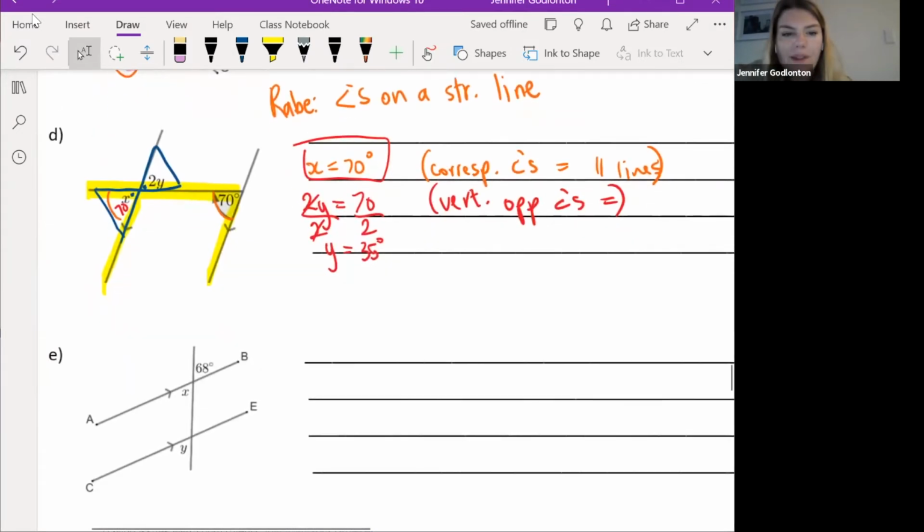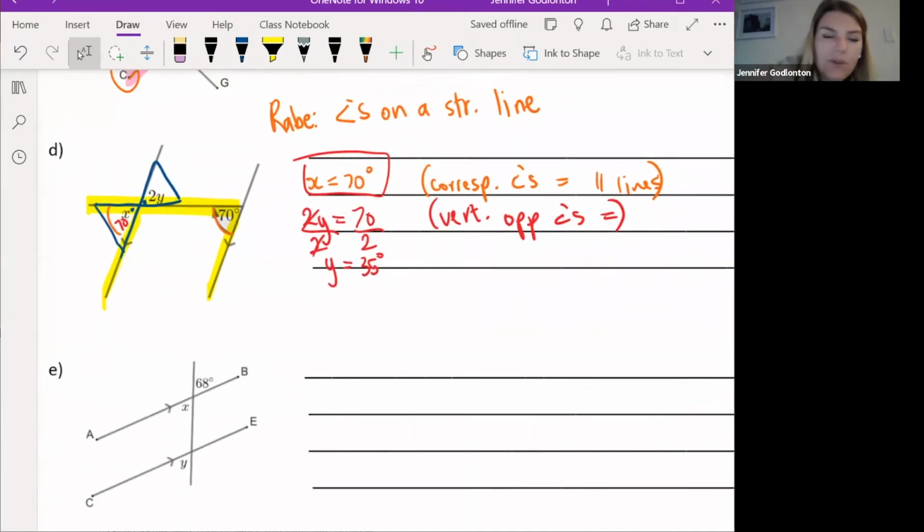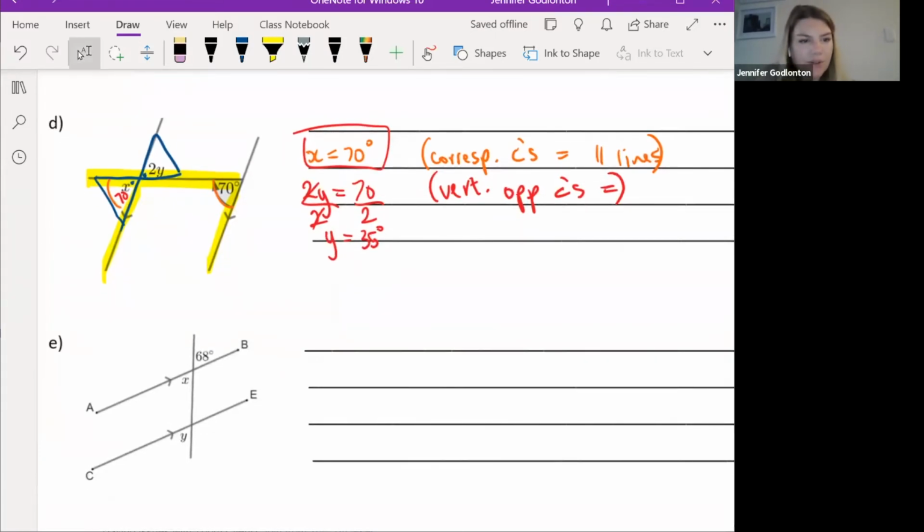No problem. Okay, so this is going to use some similar rules. So let's see if those of you who found D a little bit trickier will cope with E. Let's see how E goes. Just take it one step at a time. Make sure you have your statements and your reasons.